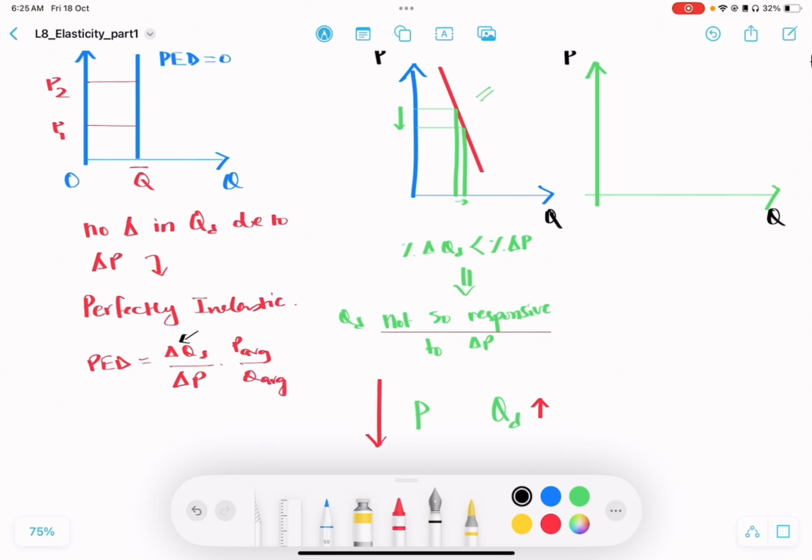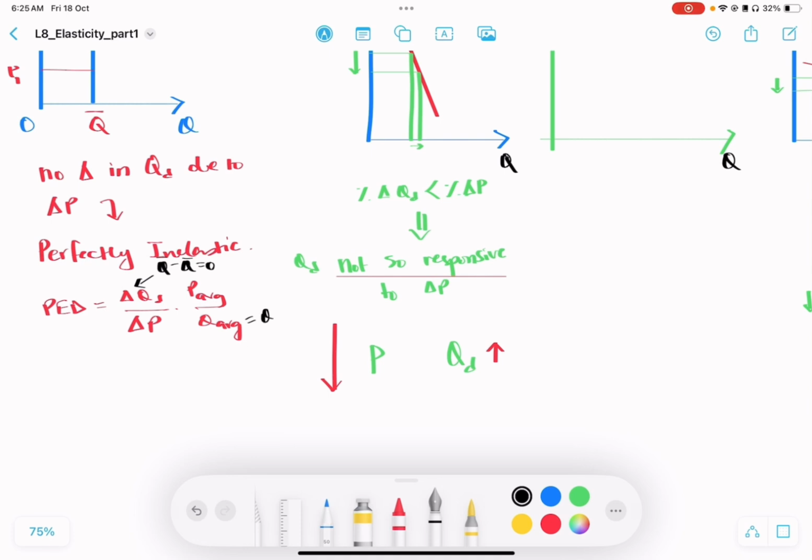The change in QD, well, it's really going to be Q bar minus Q bar. So this is just zero. This is just going to be Q bar. Price average, you're going to get some value. Let's call it P star. And change in P, you're going to get some value too. So let's call this just P dash dash, right?